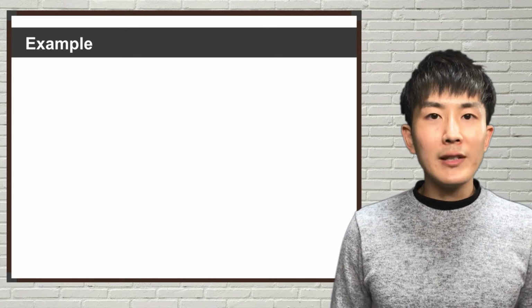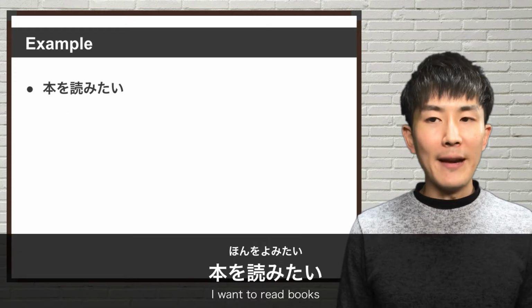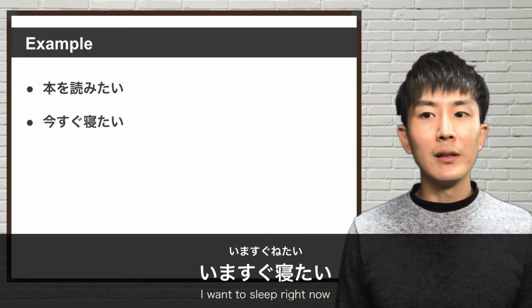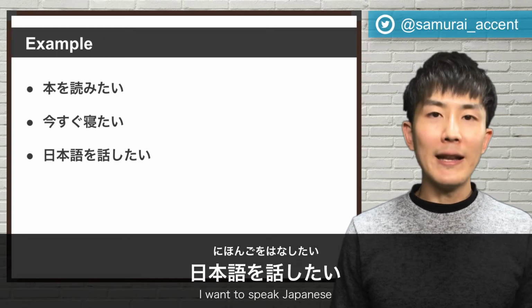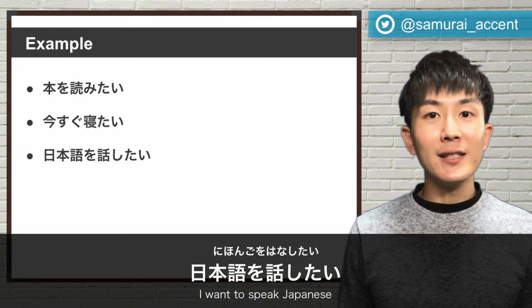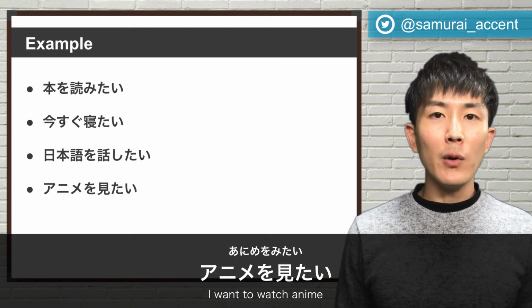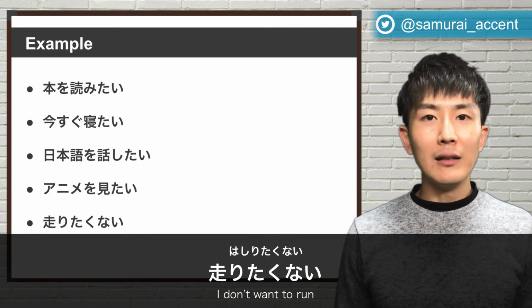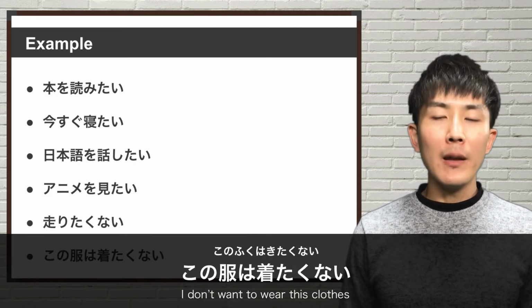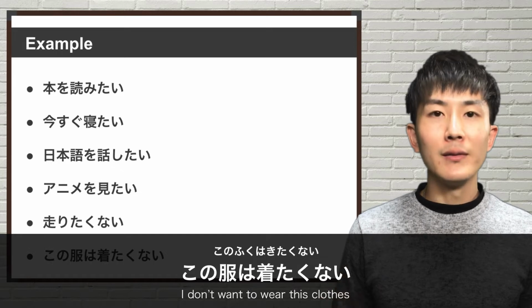Okay, I'm going to show you example sentences. 本を読みたい. I want to read books. 今すぐ寝たい. I want to sleep right now. 日本語を話したい. I want to speak Japanese. アニメを見たい. I want to watch anime. 走りたくない. I don't wanna run. この服は着たくない. I don't wanna wear these clothes.